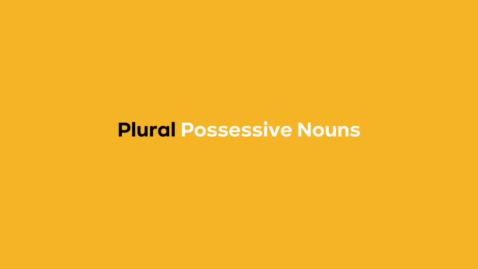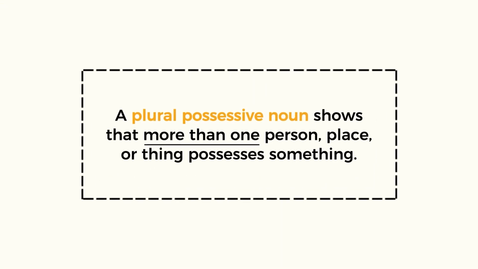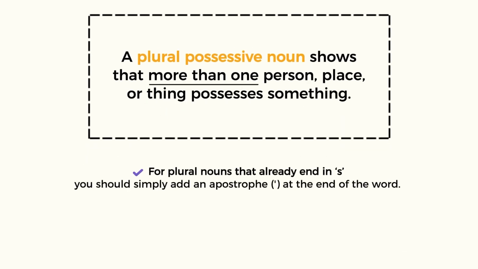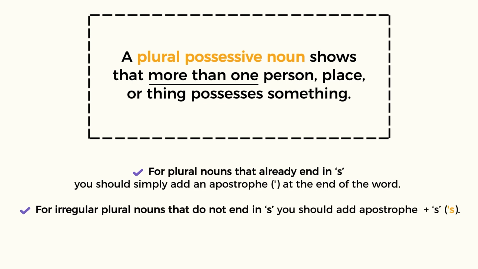Plural possessive nouns. A plural possessive noun shows that more than one person, place, or thing possesses something. For plural nouns that already end in s, you should simply add an apostrophe at the end of the word. For irregular plural nouns that do not end in s, you should add apostrophe and s.